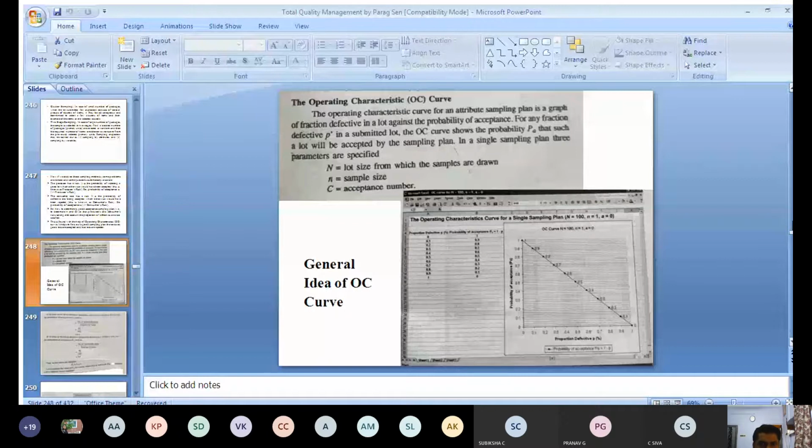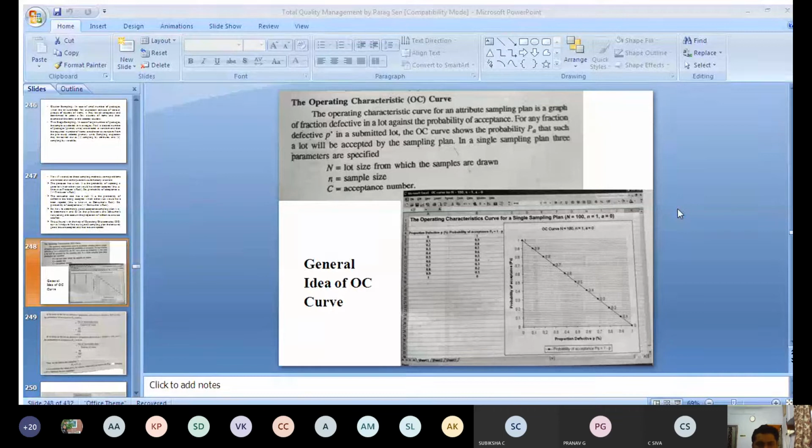So in a single sampling plan, three parameters are specified. Capital N is equal to lot size from which the samples are drawn, small n is equal to sample size, and capital C is equal to acceptance number, or it is also represented as small a as acceptance number. So as you can understand, the operating characteristic curve is basically used to find out the probability of acceptance for a particular lot.